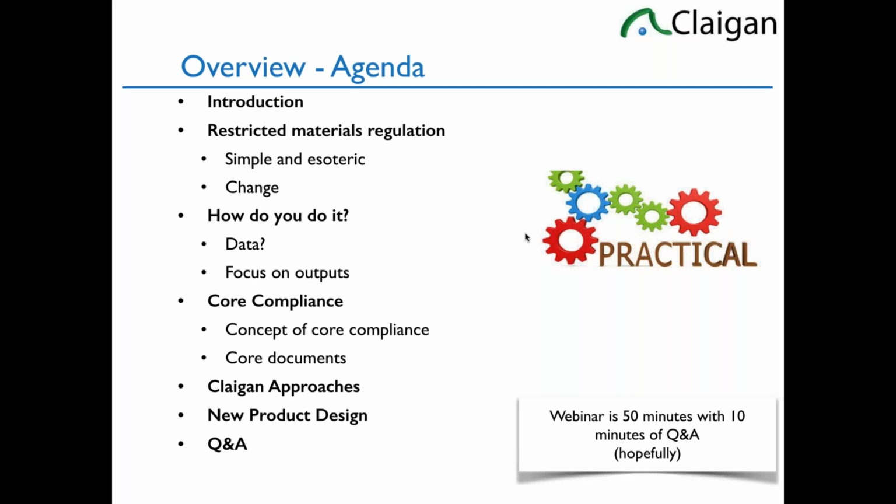So we're going to have a little introduction, and then we're going to talk about restricted materials regulations, the simple ones, and then complying with the simple, straightforward ones, the ones you know. Then we'll talk about some of the esoteric ones, which are actually probably more important, and then talk about change, how regulations are changing, in a much more practical sense. And then the real focus here is, how do you do it? How do you comply with these regulations that are changing, that are complicated, that may not be straightforward for you or your suppliers? And we'll talk a little bit about data, and primarily about focusing on outputs.